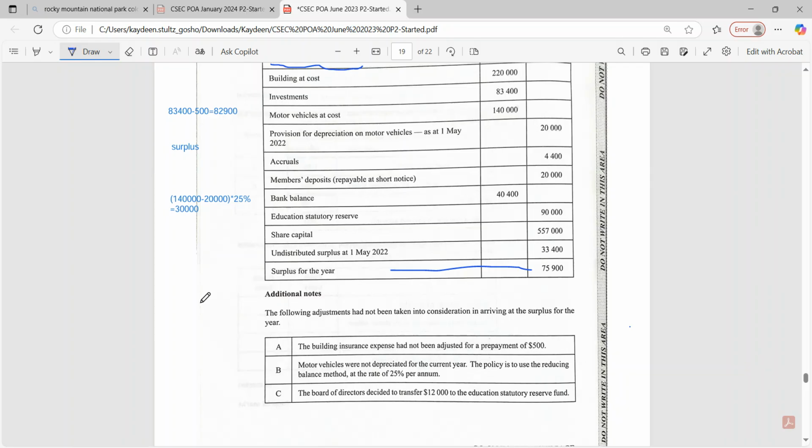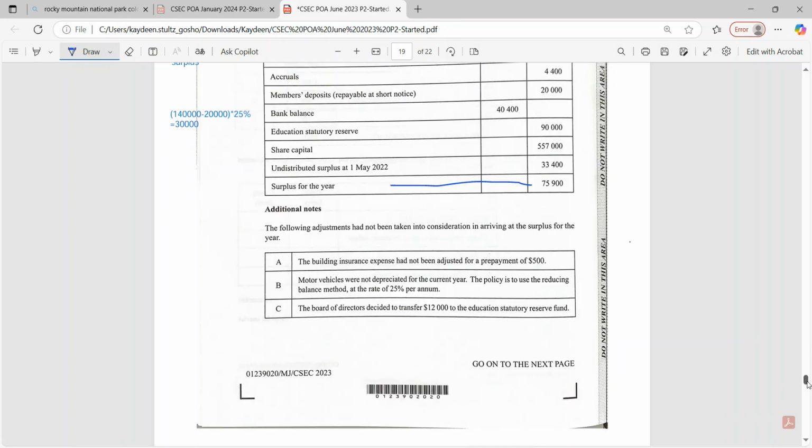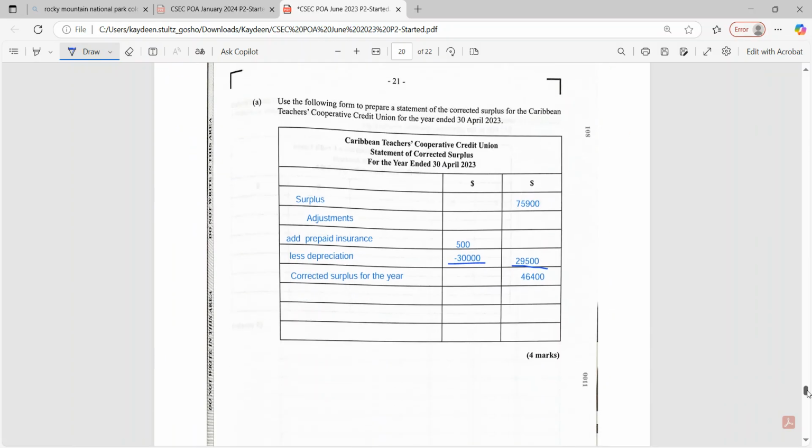So remember that expenses are subtracted from profits originally. If we have a prepayment, we should not subtract the prepaid amount from the profit. However, we did subtract the prepaid amount of $500 from the profit, so we need to go back and add it to the profit. So that's why in this case, we're going to add this prepaid insurance expense back to the profit. All right, so we say add prepaid insurance.